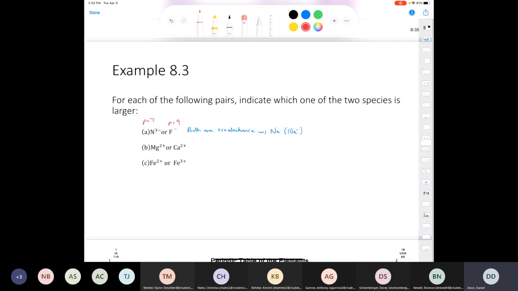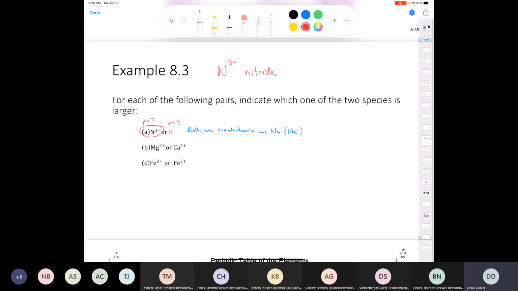Yeah, absolutely. Thanks, Christina. The answer is nitrogen, right? The nitride, or N3 minus, that's called a nitride. So N3 minus is nitride. Okay, a nitride is going to be way bigger. Much, much bigger. Why? Let's think about it. It's got the same number of electrons as fluoride, but it's got fewer protons to reel those electrons in, and so the radius is simply going to be bigger.